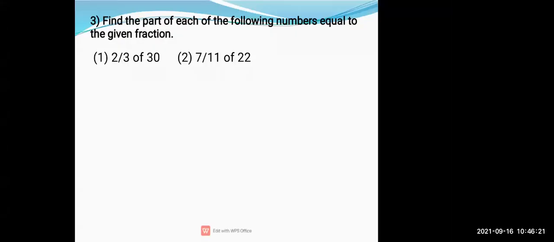Okay, the last question is, find the part of each of the following numbers equal to the given fraction. Now here some parts are given. You are going to find out the equal for the given fraction. Now the first question is 2 upon 3 of 30. 2 upon 3 of 30 here. How you are going to do this type of sum? See.